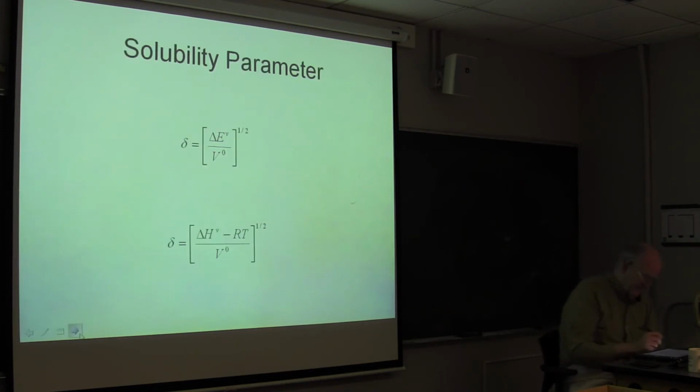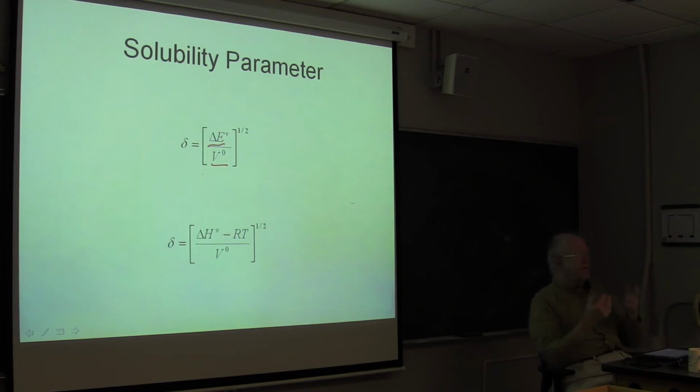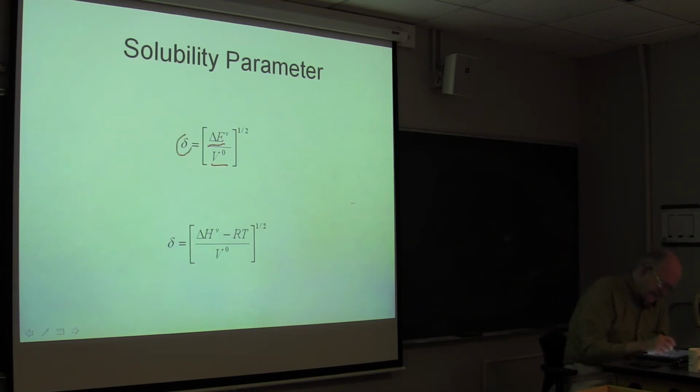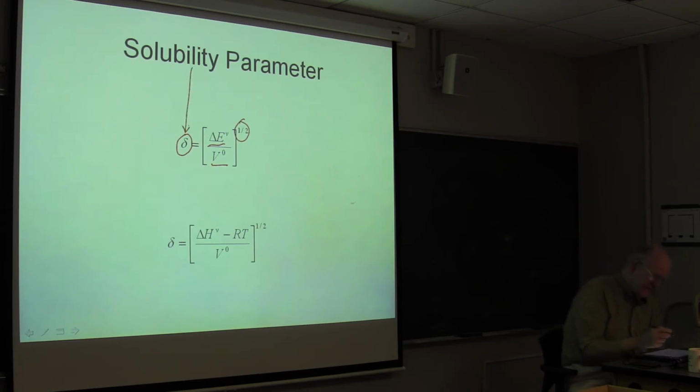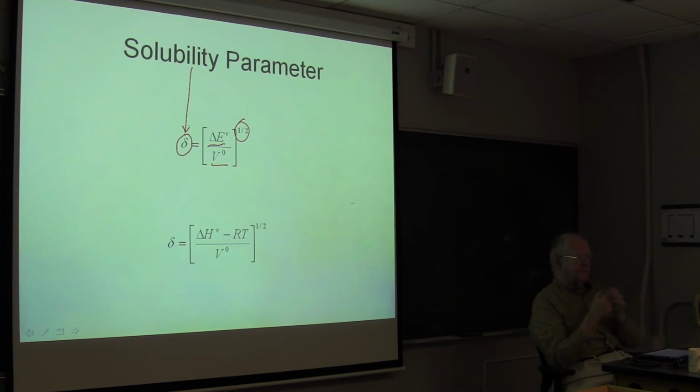Now, this ratio of energy of vaporization to volume appears so many times in these equations that your hands fall off writing it over and over and over. So they have introduced this terminology. They represent the square root of that ratio as a number called the solubility parameter. It's a characteristic of the pure substance.